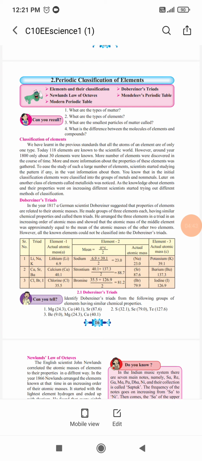But in the case of beryllium, magnesium and calcium, beryllium is 9 and calcium is 40. It is coming to 49, and you will divide by 2, it is nearly magnesium. So in some places the Dobereiner triad is coming. We have to identify the third one. The third one we can say as a Dobereiner triad.